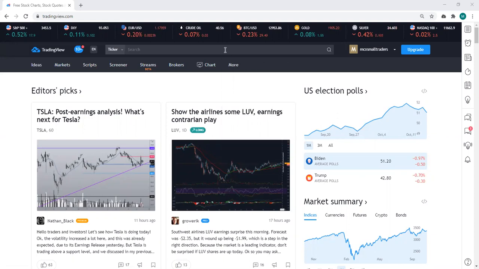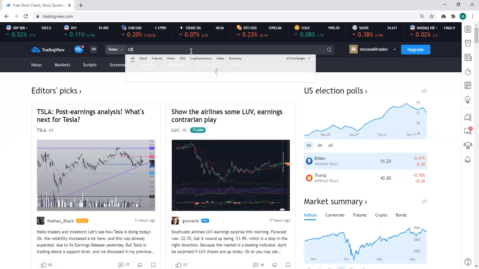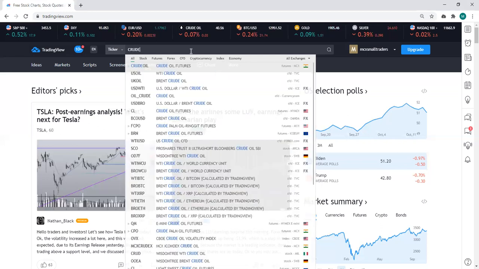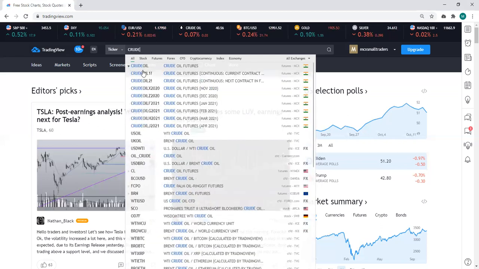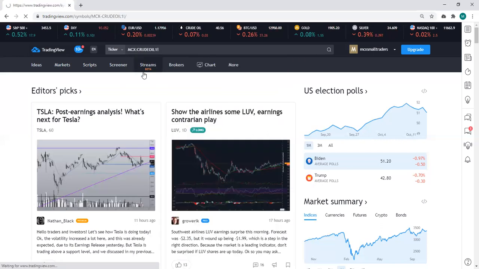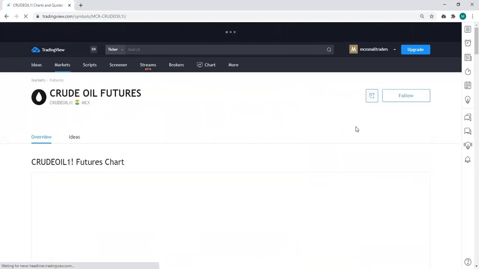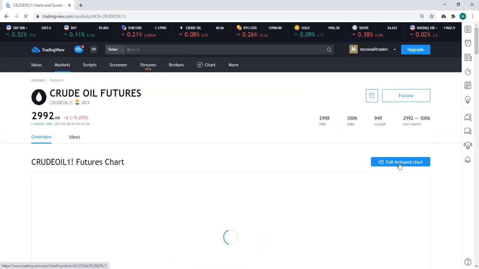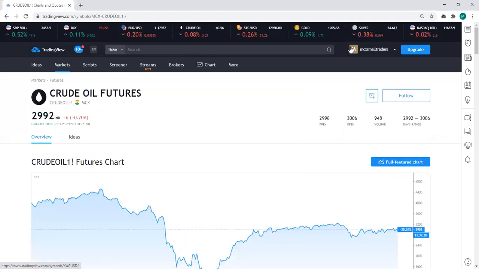So as we said, we have to enter the script name, whichever you want to trade. So type crude oil here in tradingview.com. Then select the current month. After that, click here for full featured. So here you have to click for the full featured chart area. So I'm clicking.